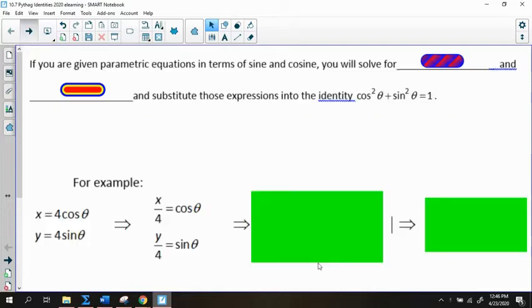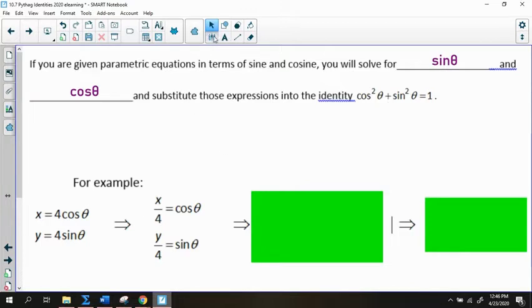Okay, so first of all, if you were given a set of parametric equations that are in terms of sine and cosine, the thing that you're going to want to do is solve for both sine of theta and cosine of theta so that you can substitute the expressions into your Pythagorean identity, cosine squared plus sine squared equals 1. Or whatever order you want to say it in, but you're going to solve for sine and cosine so you can substitute into this identity.